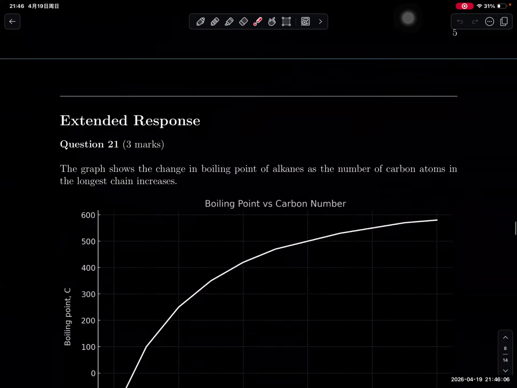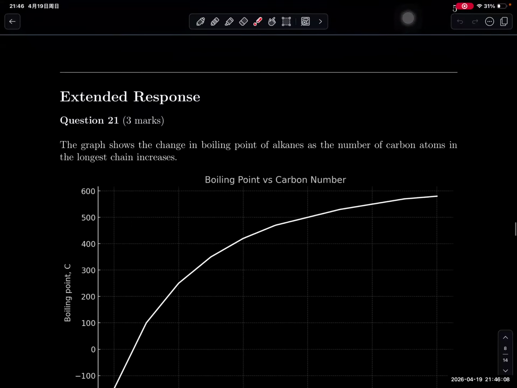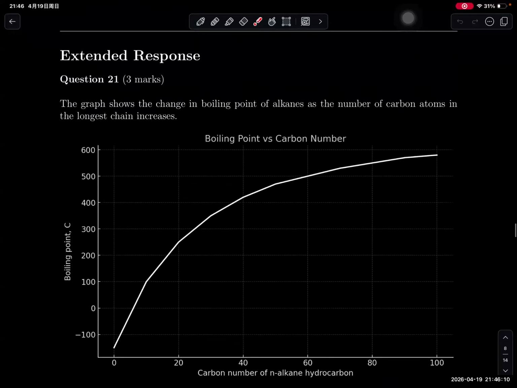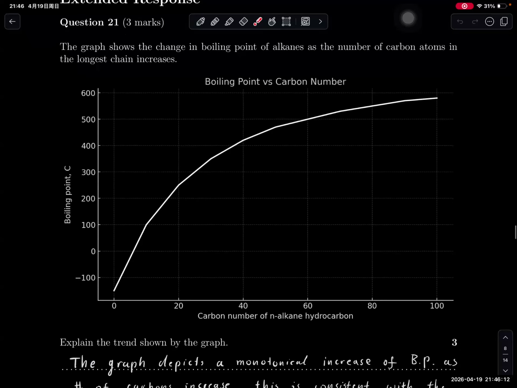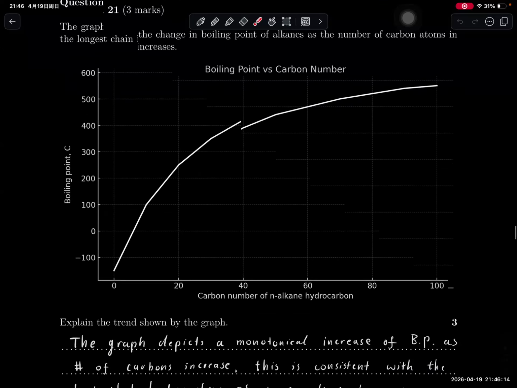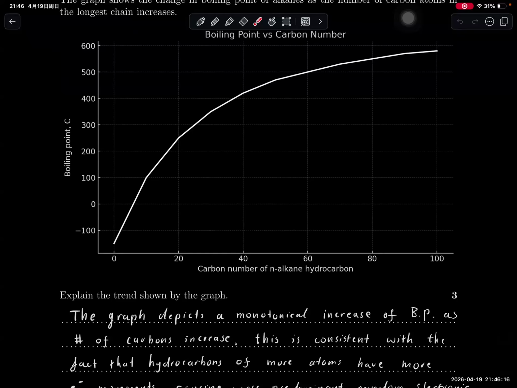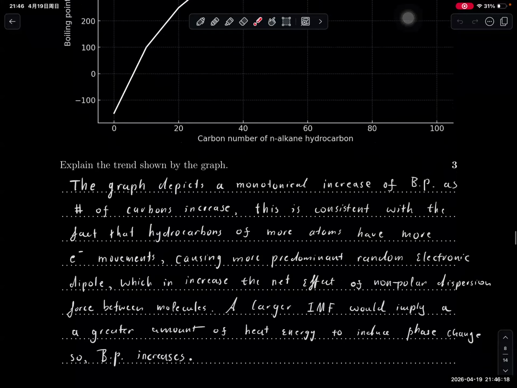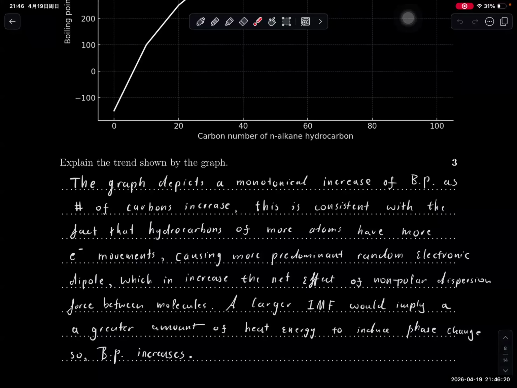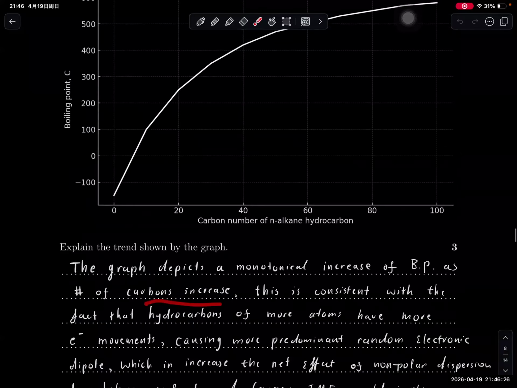All right, in continuation, for extended response, question 21 shows a graph which indicates that as carbon number increases, the boiling point increases. So initially identify what the graph says. The graph depicts a monotonic increase of boiling point as the number of carbons increases. This is exactly what the graph is saying, so just say it out loud. And then explain that it's consistent.